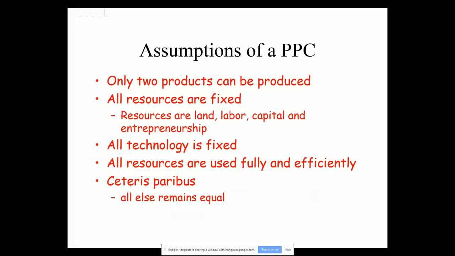So we need to know the assumptions or the rules of a production possibility curve. There are 5 assumptions to the production possibility curve. The first one is that only 2 products can be produced. These can be any 2 products. It can be capital goods and consumer goods. That's what you see most of the time. It can be cupcakes and water bottles. It can be Nintendos and Xboxes. It can be anything, as long as it's only 2 products.